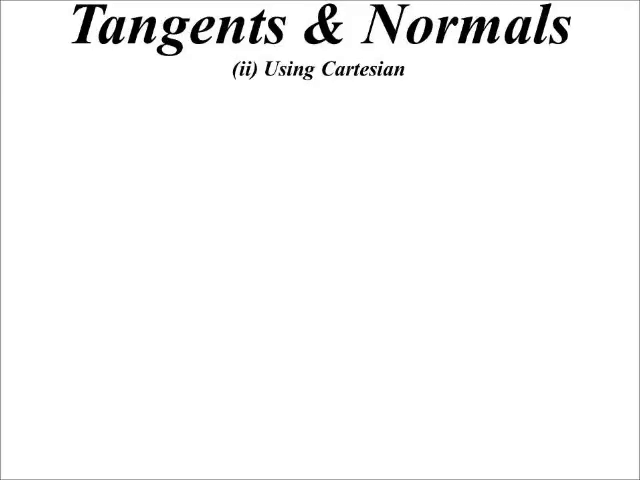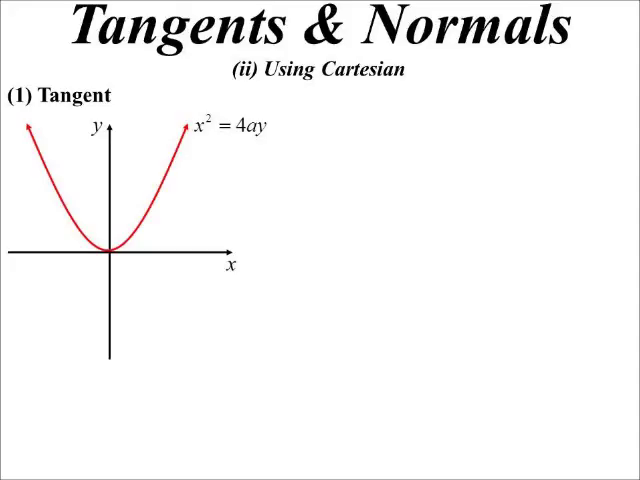Tangents and normals is what we've been looking at. Yesterday, we used the parametrics idea to solve the problems. Now I'm going to do it from a traditional Cartesian way and do some of the same problems. So our tangent, again, it still has the equation x squared equals 4ay.